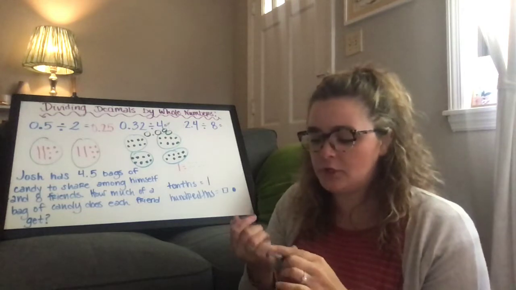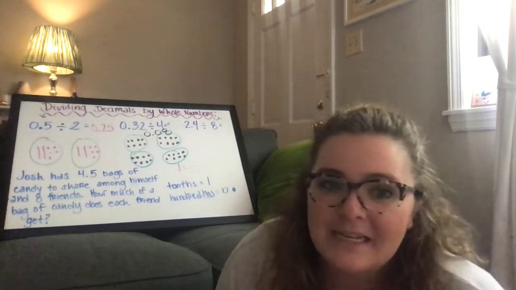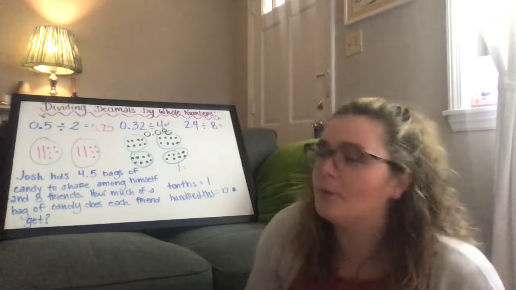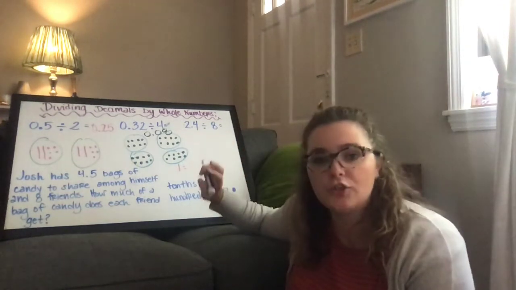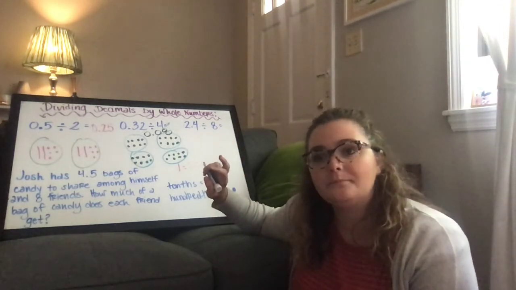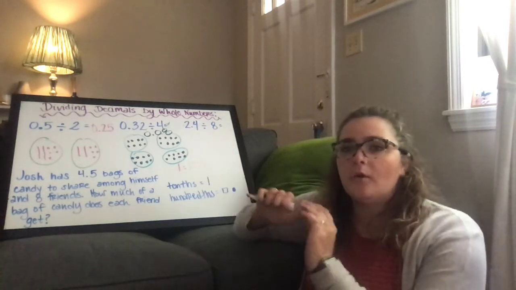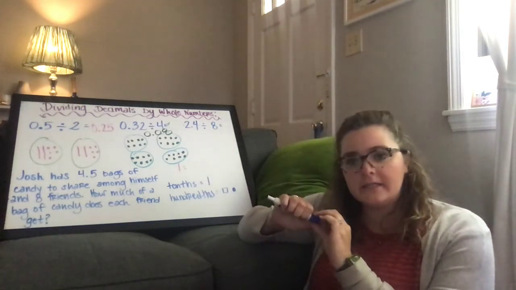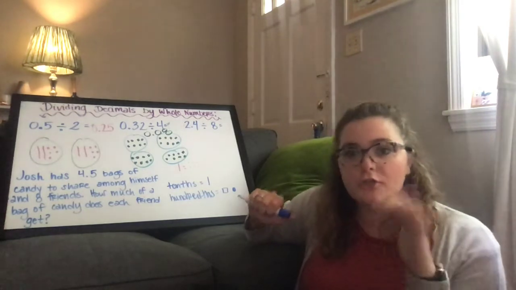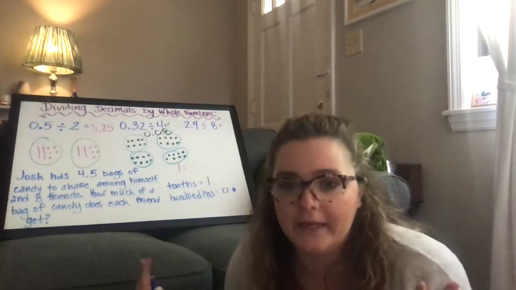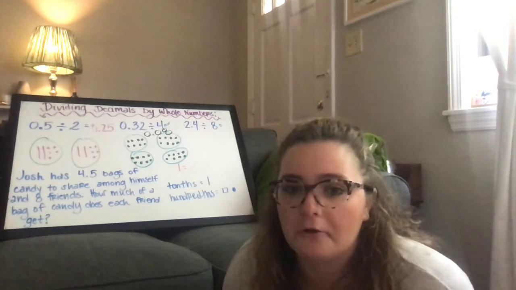All right, now this one I'm going to show you using standard algorithm. Okay, so when I look at this one, I'm dividing 2 and 4 tenths by the whole number 8. And so what I'm really doing here is I am splitting up 2 and 4 tenths among 8 equal groups, okay? But I'm going to show you standard algorithm.